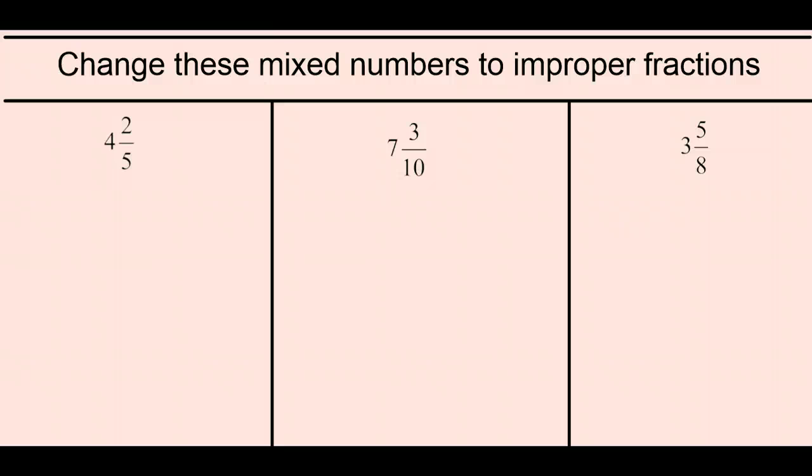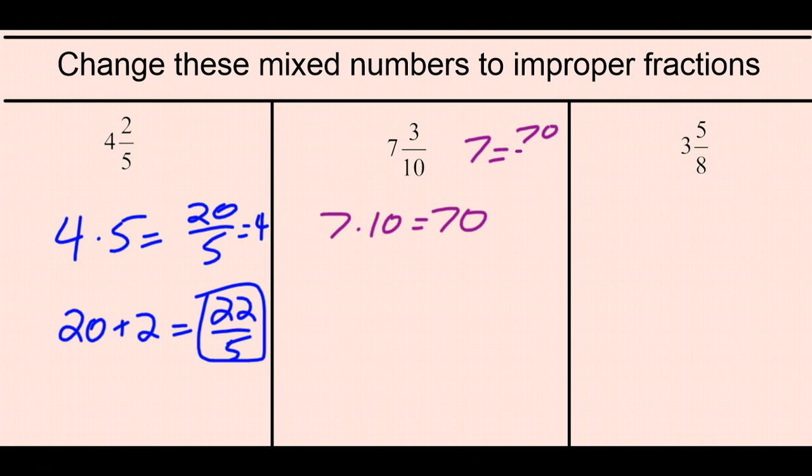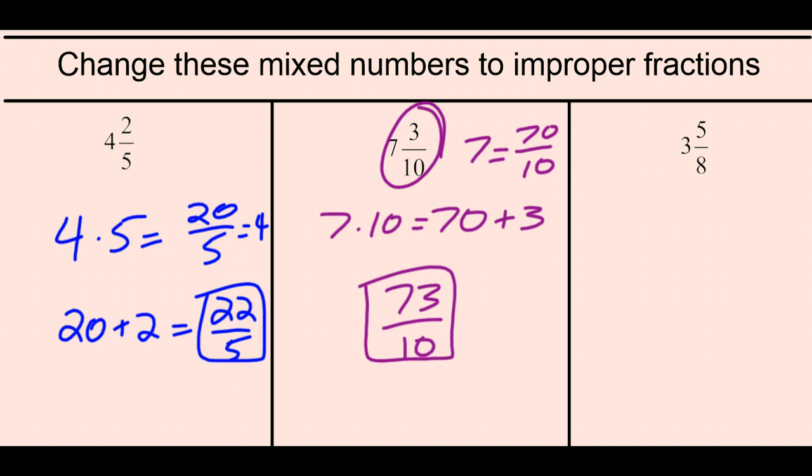All right, so for 4 2/5, that 4 represents 20/5. Onto that 20, we have an extra 2, so 4 2/5 is the same as 22/5. For 7 3/10, 7 times 10 is 70, which indicates that 7 is the same as 70/10. We're going to add that 3 that we have left over from our fractional part on top of it and get 73/10 as our improper fraction. And finally, for 3 5/8, that 3 is the same as 24/8.